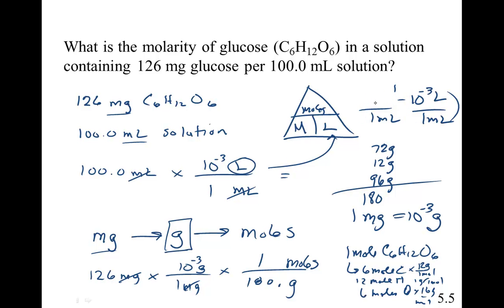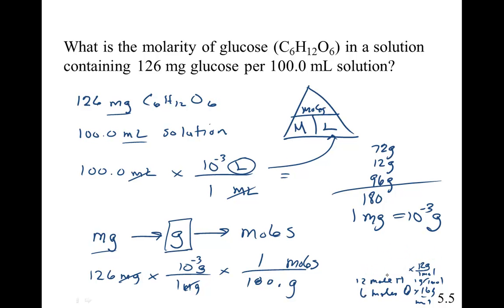So let's go back up here and let's put in what we have. We know that the moles is 126, so let's calculate this part out. Let's erase this. So let's get a calculator, and let's take 126 milligrams, multiply that by 1 exponential negative 3, and then divide by 180.